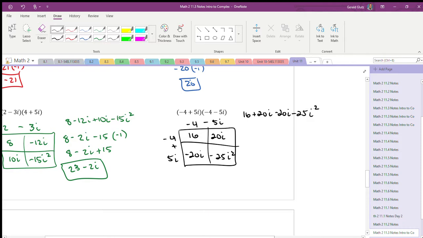So I know you don't have this little extra space out here, so just try to write maybe smaller than I am. 20i plus negative 20i is 0, so those cancel each other out. So I'm left with 16 minus 25i squared, but I know that i squared is negative 1. So negative 25 times negative 1 is positive 25. So 16 plus 25 is 41, and that's our answer.